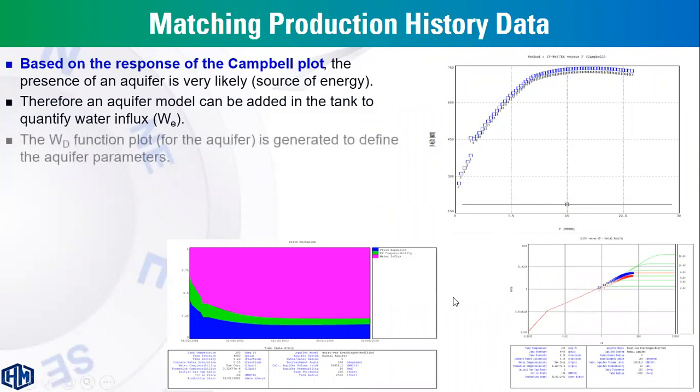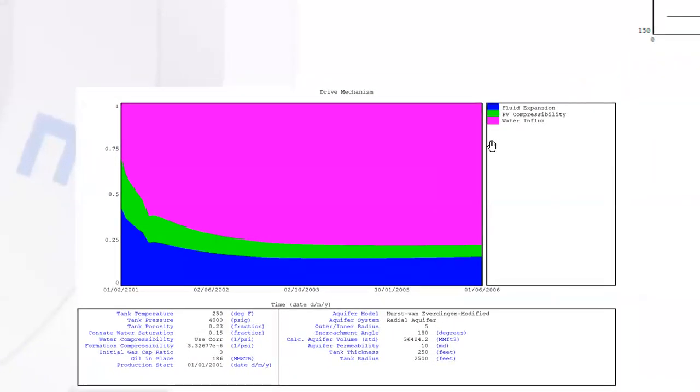So we have this dimensionless water influx plot, used to define water influx and water aquifer parameters, and then this is the updated energy plot, as you can see. If you highlight this plot, we have the water influx in this color, which shows the major contribution in terms of the reservoir energy, followed by the fluid expansion, and also pore volume compressibility is just a minor energy source for this system.